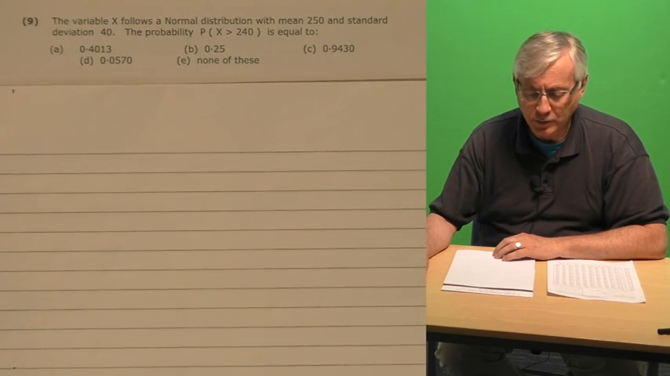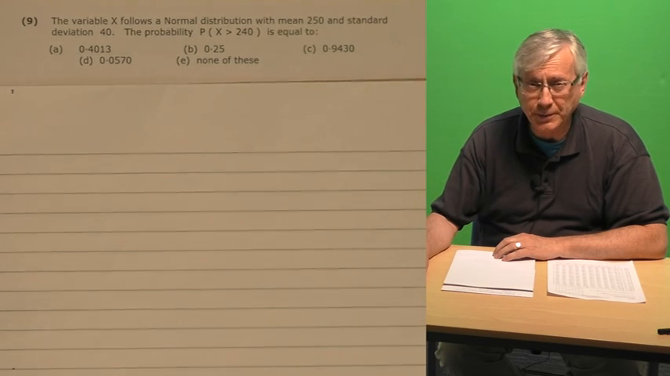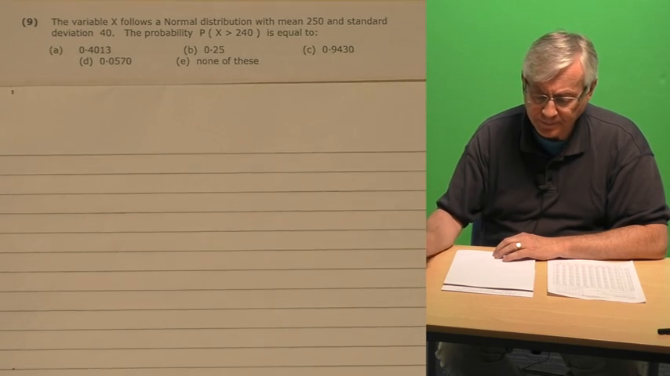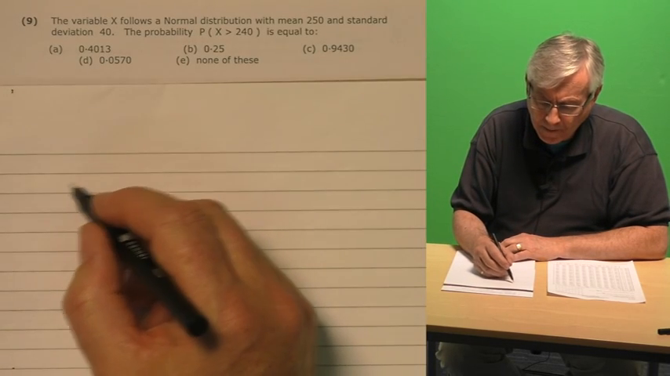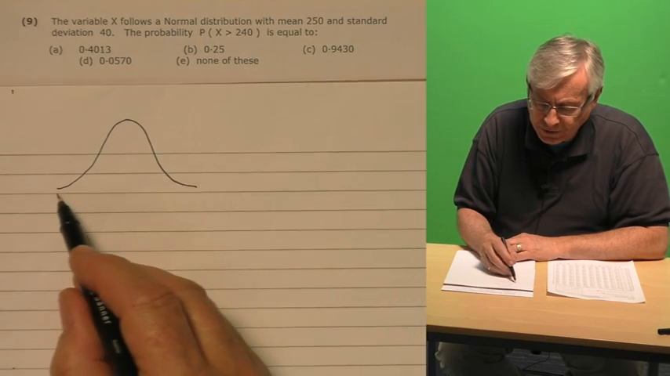Specimen paper, question 9 out of section A. This is on the normal distribution, and so the most important thing is to start with a suitable diagram. There's my standard normal distribution.